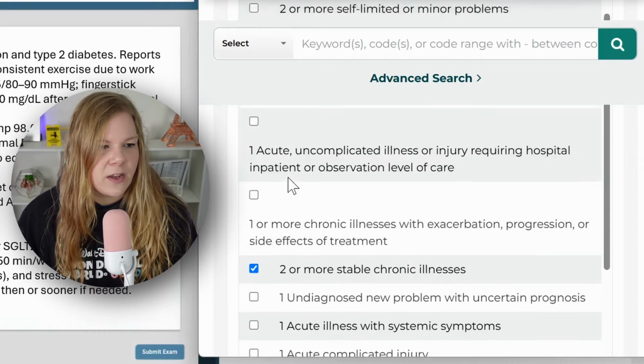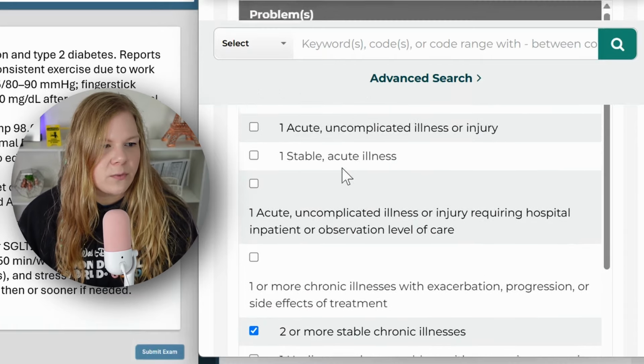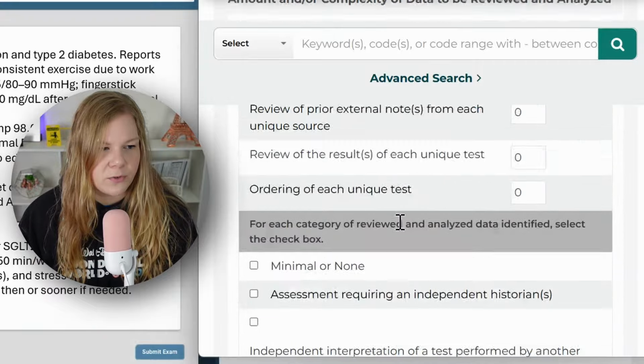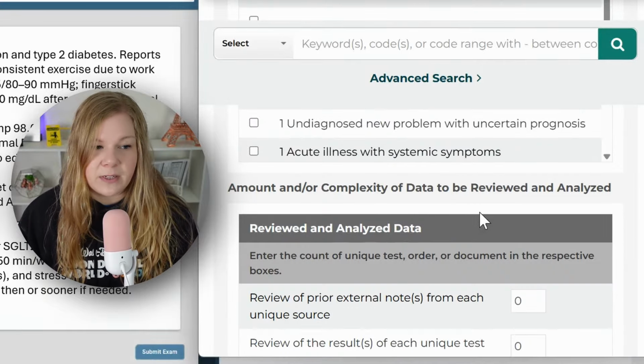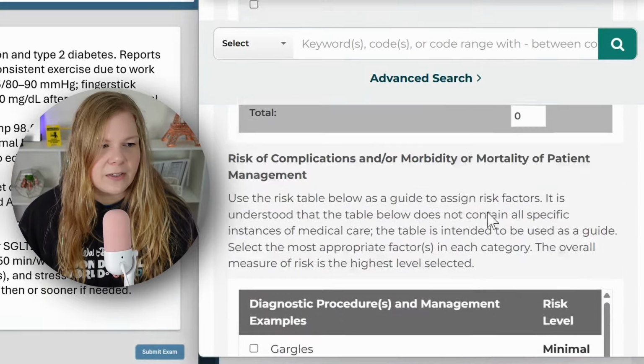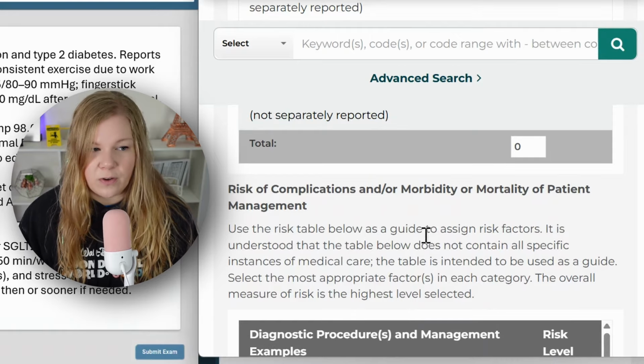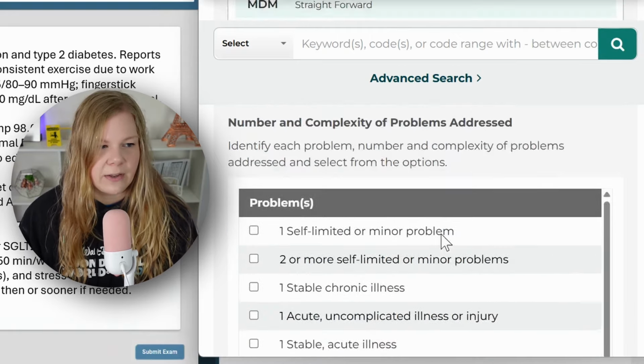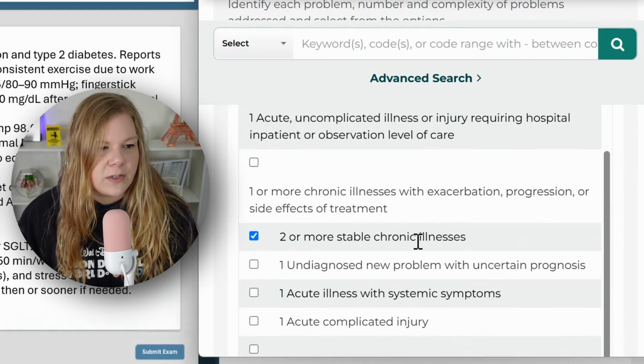So in this case, we have 3 different components here of medical decision making: the number and complexity of problems addressed, the amount and complexity of data to be reviewed and analyzed, and then the risk of complications of morbidity or mortality. So you have to fill out all 3 of these sections in order to get the right level. So I'm looking at these 2 or more stable chronic illnesses.